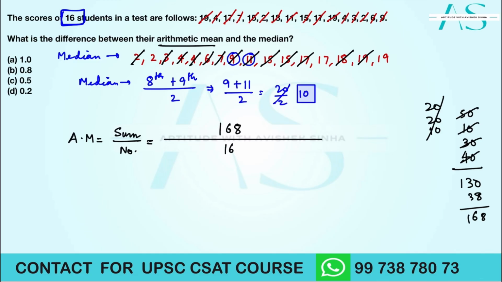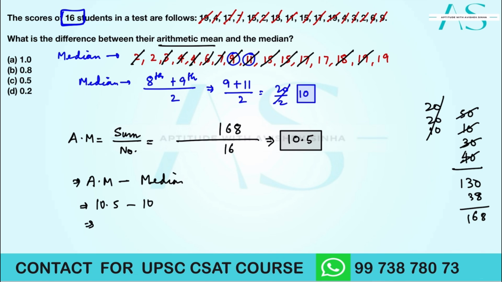168 upon 16 is what we have as our arithmetic mean. ये 10 times तो जाएगा ही. 160. Then you have 8, so 0.5 times, 10.5. What is the difference between arithmetic mean and the median? The difference is 10.5 minus 10, which is 0.5. Option C is the correct fit here.